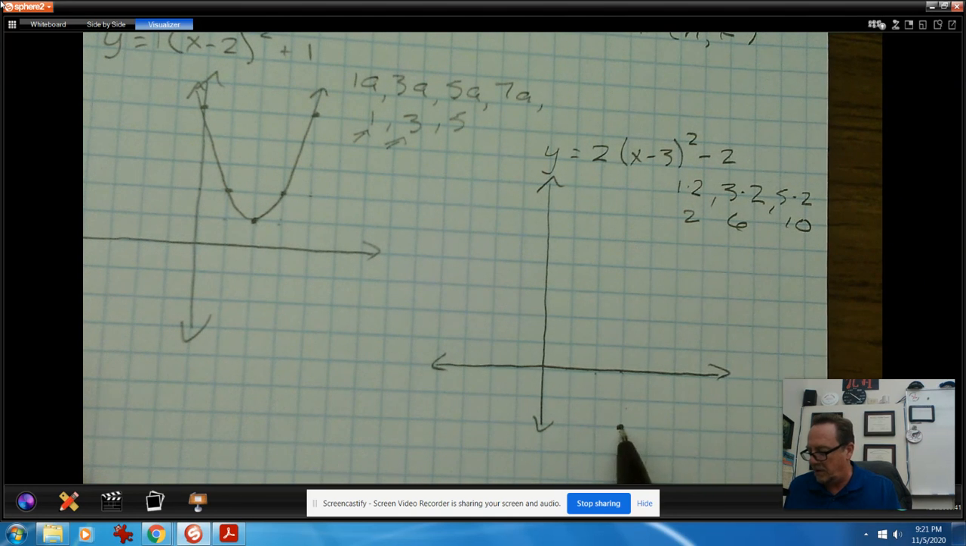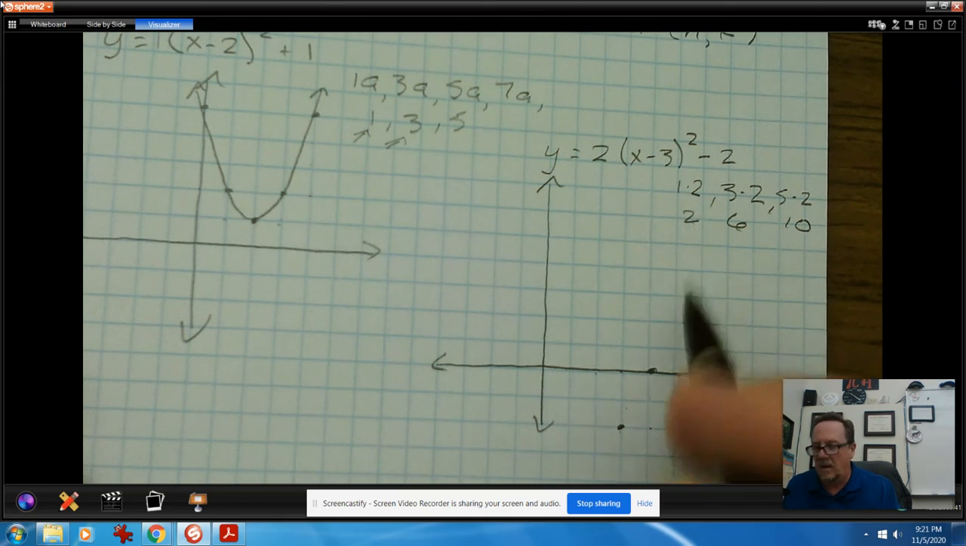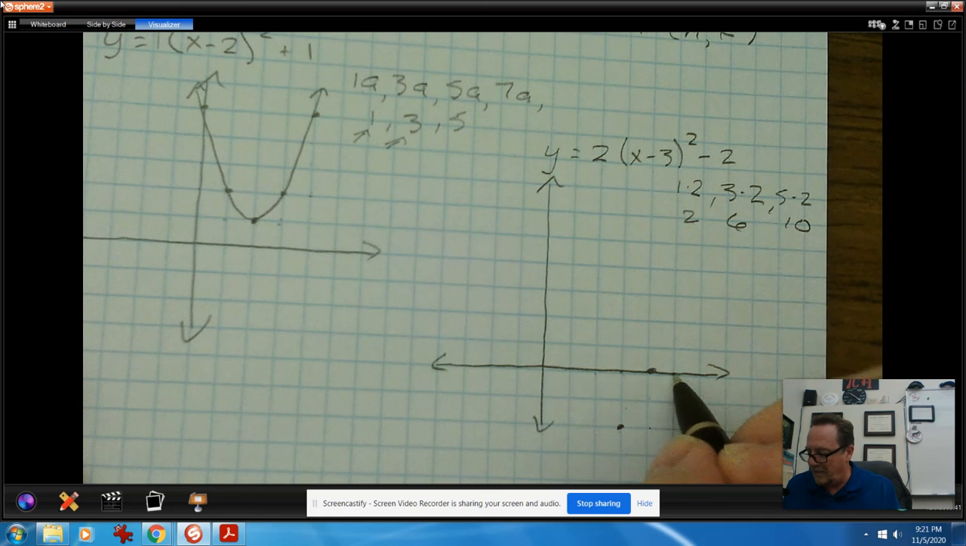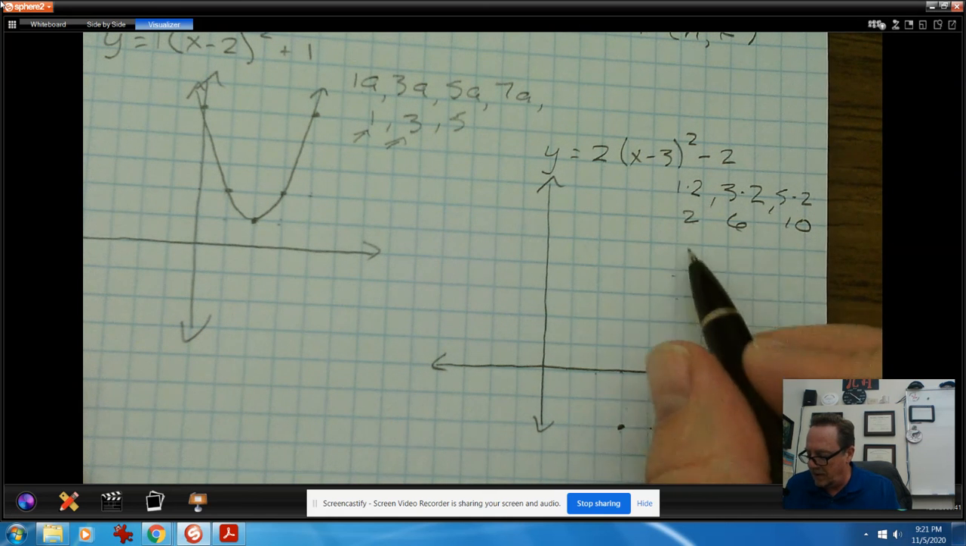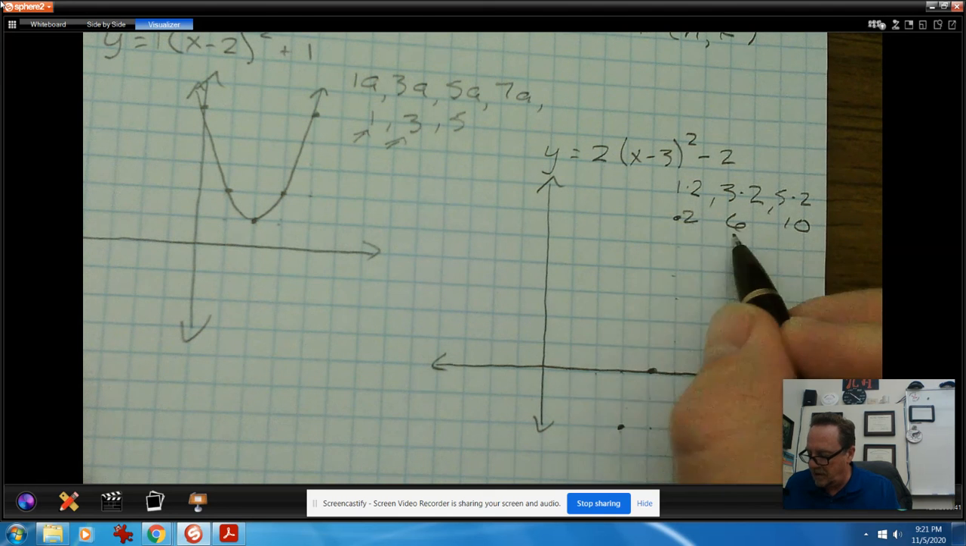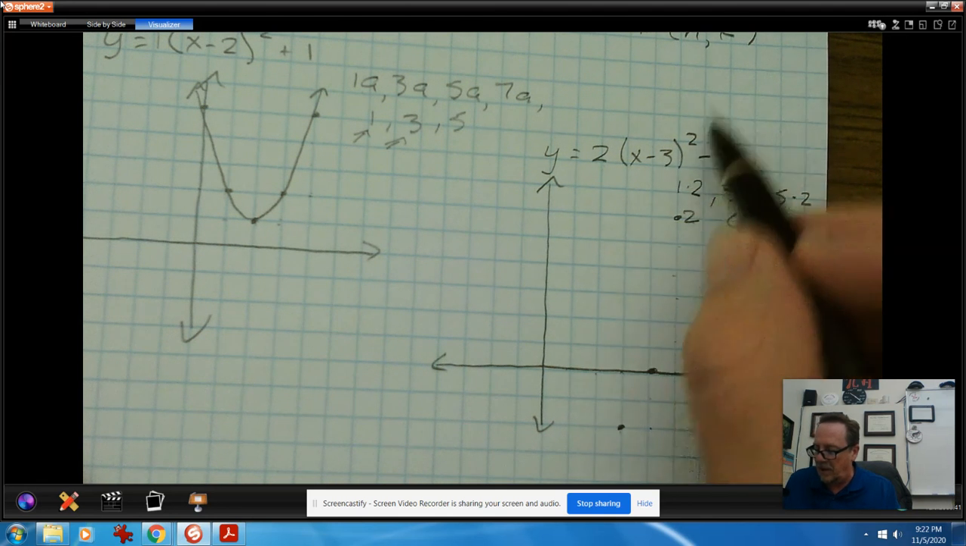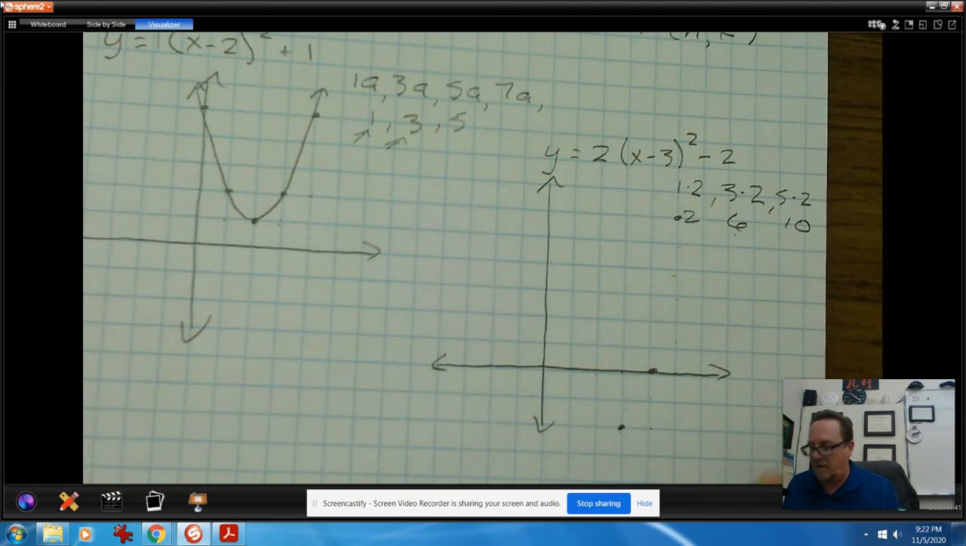But from here, I go to the right by 1, but then I have to go up by 2 because I got 2 there. And from there, I'm going to go over by 1 and up by 6 because that's my second number. From here, I'd go over by 1 and I'd have to go up by 10, but I'm not going to go that far. And then we do the same thing on the other side, starting from the vertex. We're going to go over by 1, always over by 1. That never changes.